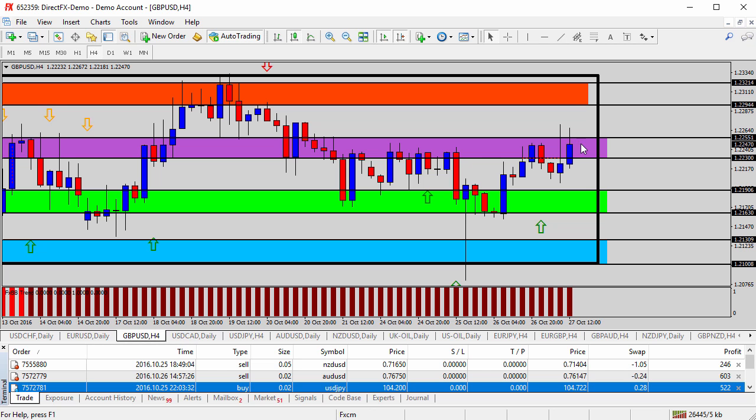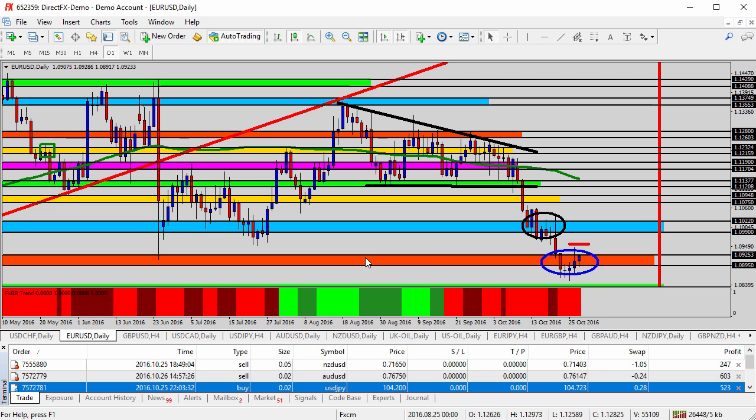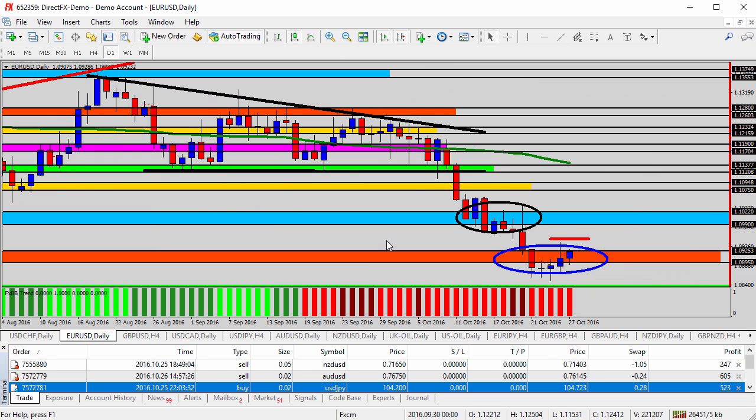A breakout above it goes higher, break or back below it goes back down to the green shaded area. Euro dollar, another currency pair we've been trading into resistance. Let's go ahead and zoom in one time because I want to take a look at these two circles.